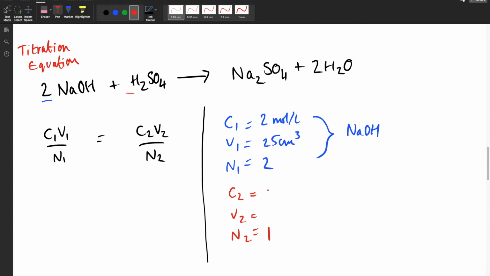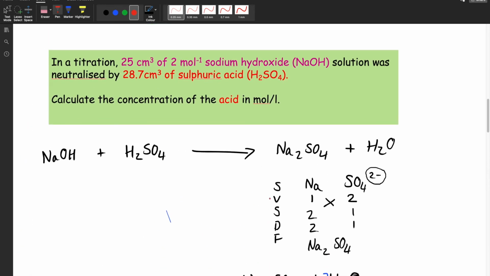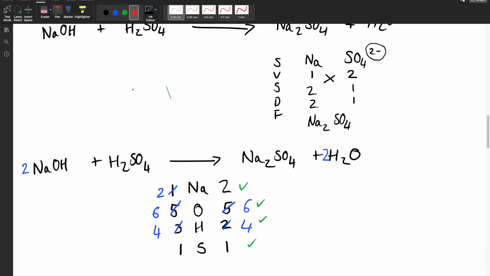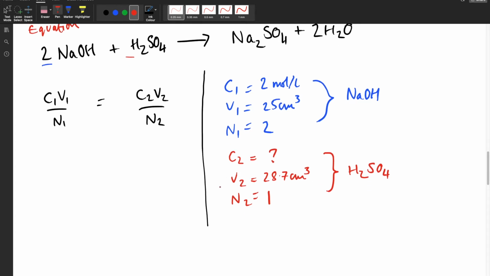Do we know our concentration? Do we know our volume? Let's go and check the question. Now it's asking for the concentration, but it does give us the volume of 28.7. So let's put 28.7 centimeters cubed in there, but we don't know the concentration. That's what it's asking for. So we'll put a question mark in there. Remember, all of this in red here is all talking about our sulfuric acid there, our H2SO4.